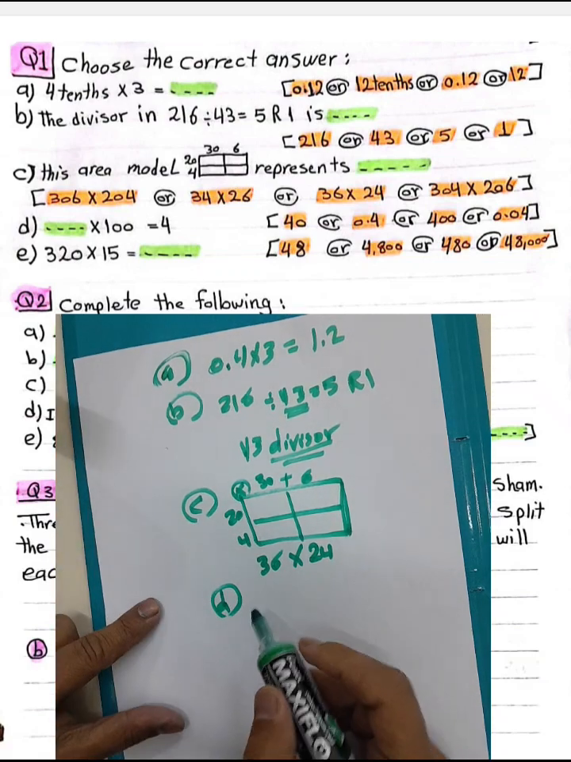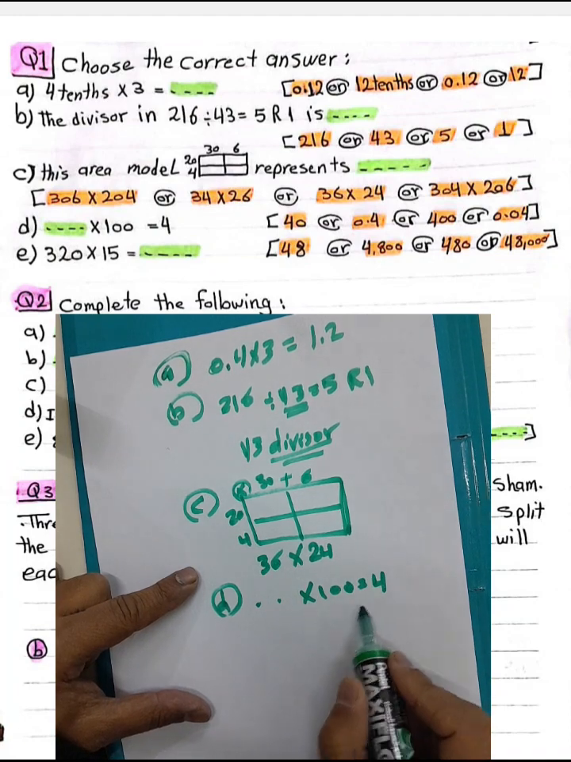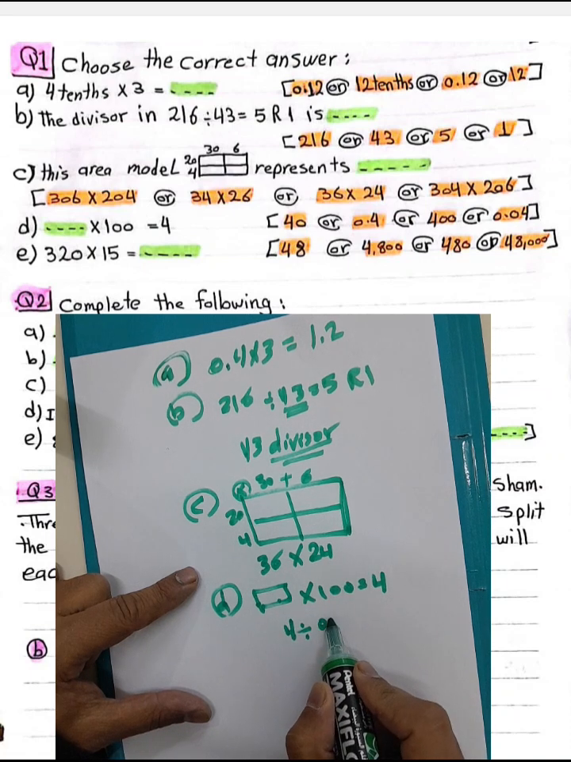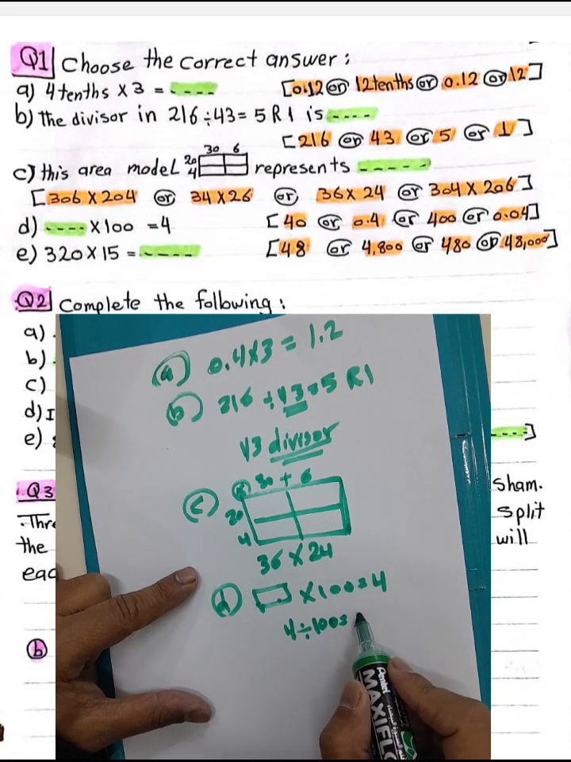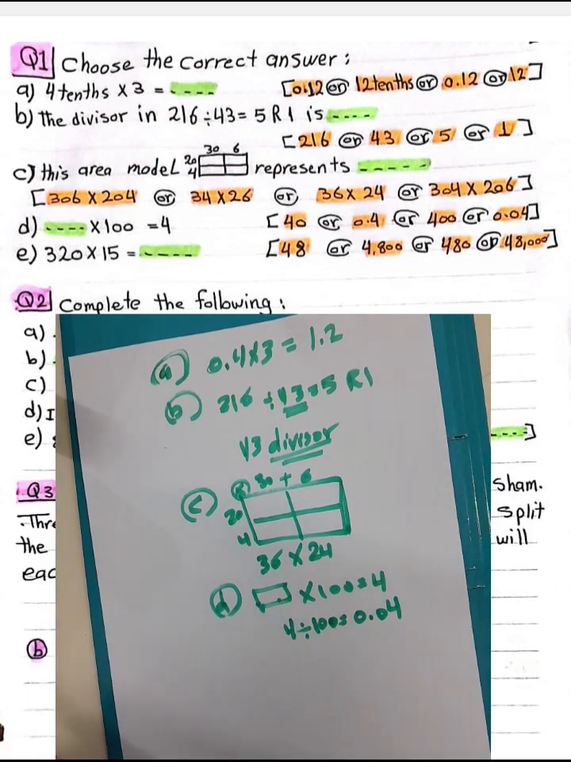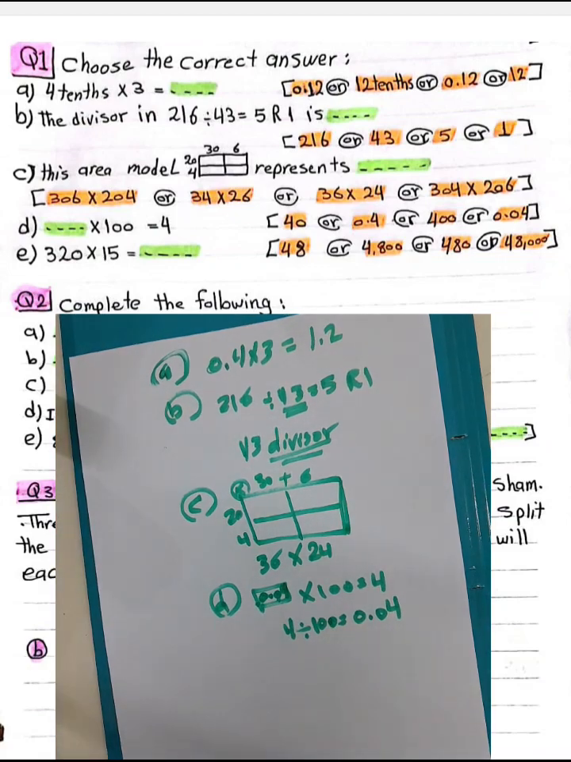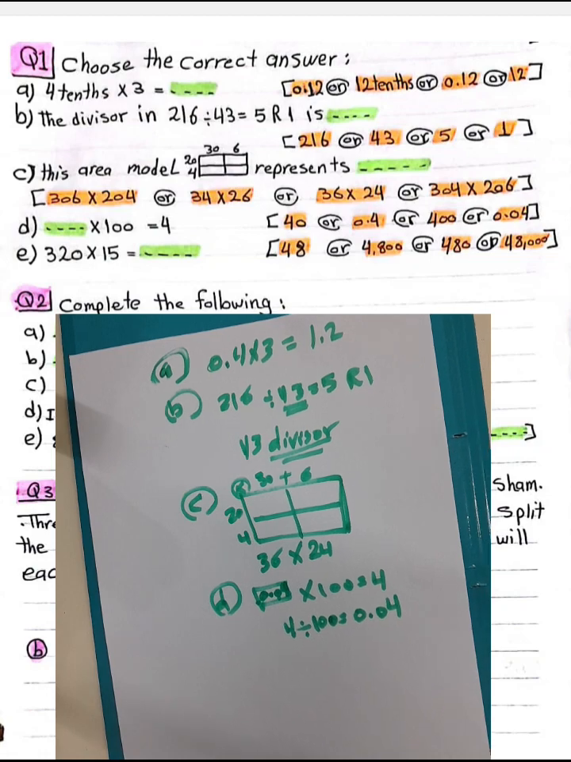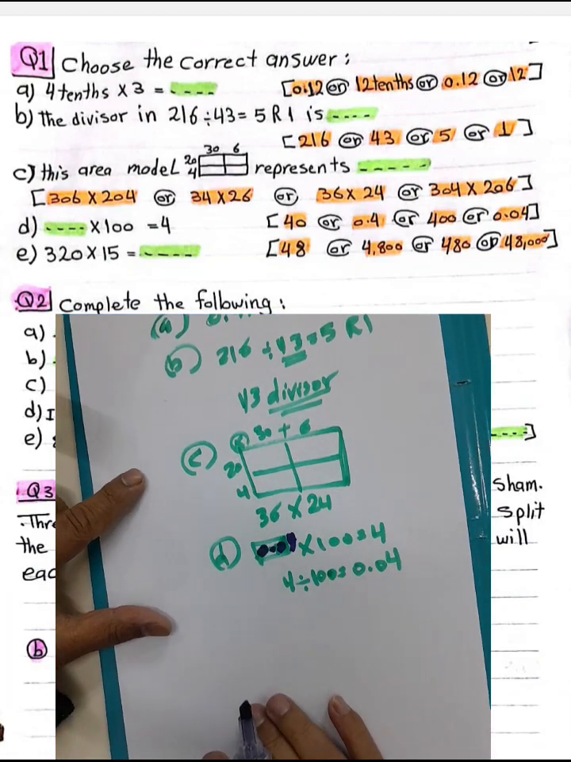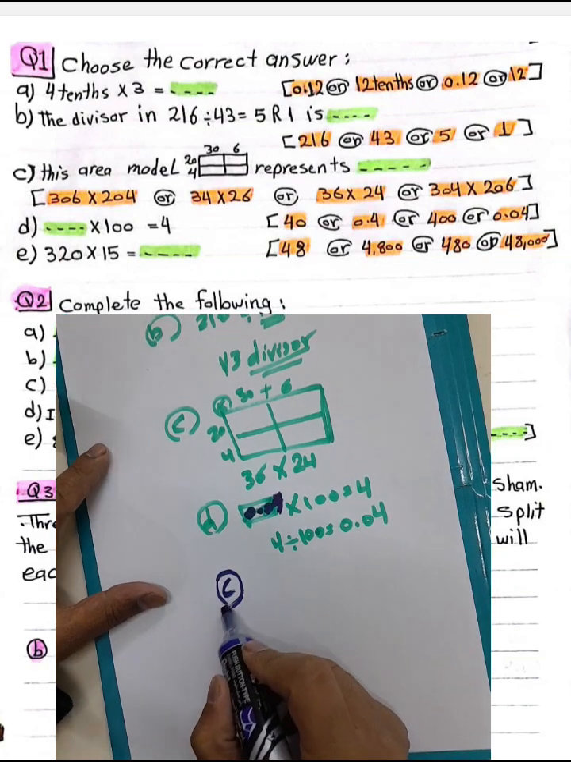Letter D, space times 100 equal 4. It means what? We want to find this number, you must divide 4 by 100. 4 divided by 100, it will be 4 hundredths. So you must write in this place 4 hundredths. Okay, 0.04, 4 hundredths.